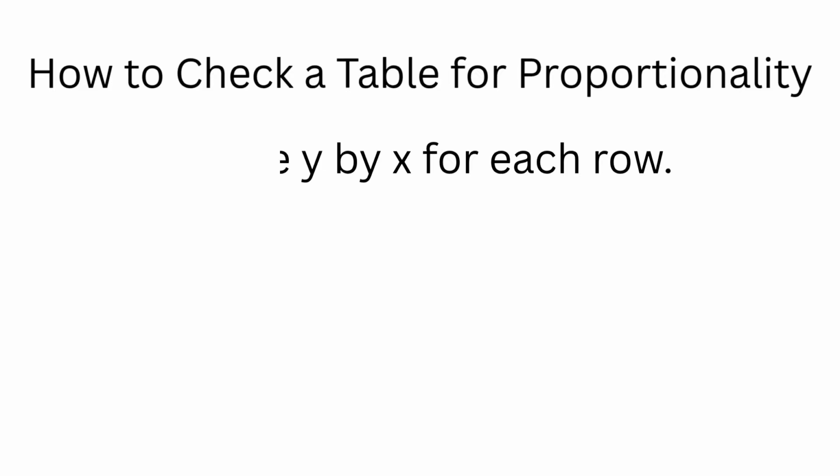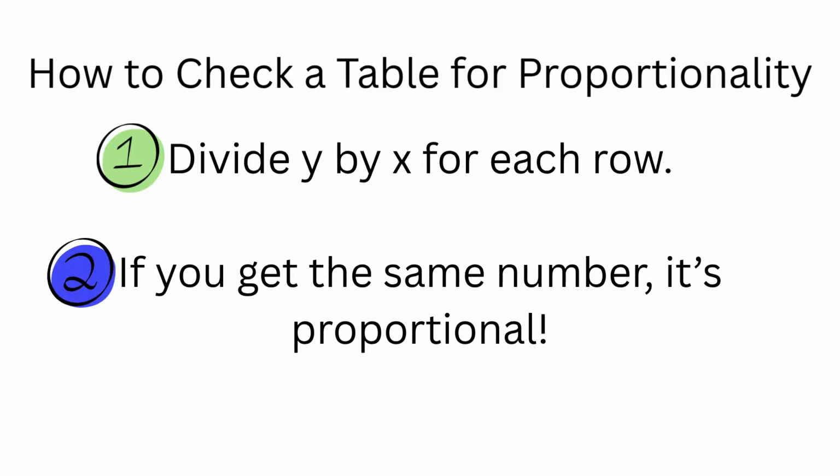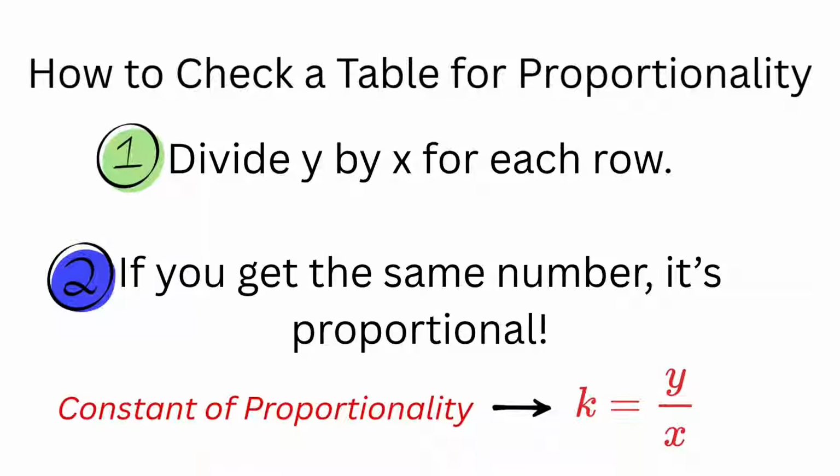When you have a table, here's what you can do. Divide y by x for each row. If you get the same number every time, the relationship is proportional. That number is called the constant of proportionality, or k.